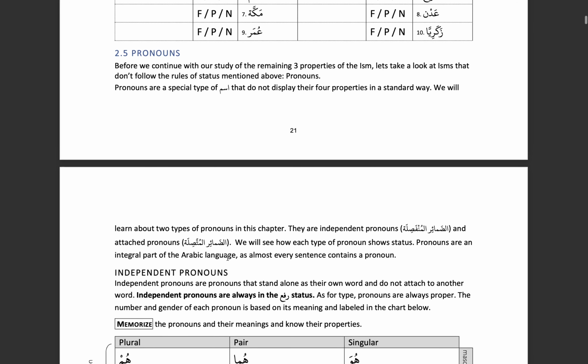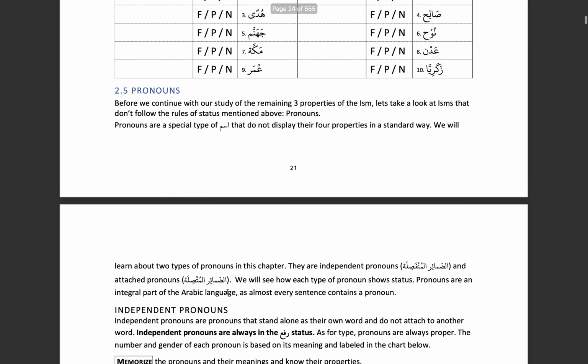So I don't think we have kima, it's only kuma. Then we also have antum, that will become kum, then anti will become ki, then antuma will become kuma, then we also have antunna, and that will become kunna. Then ana will become ni or i, then nahnu becomes na. So these are the attached forms.